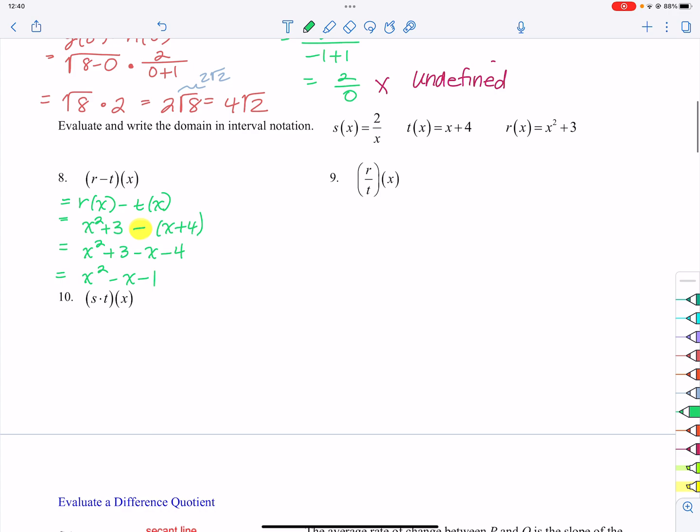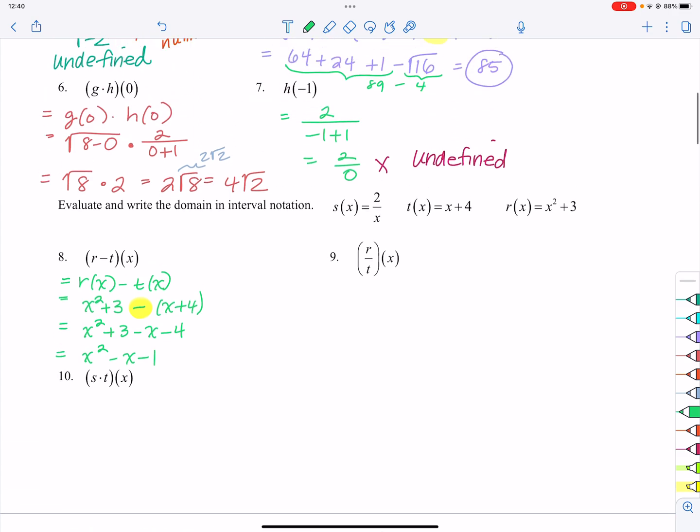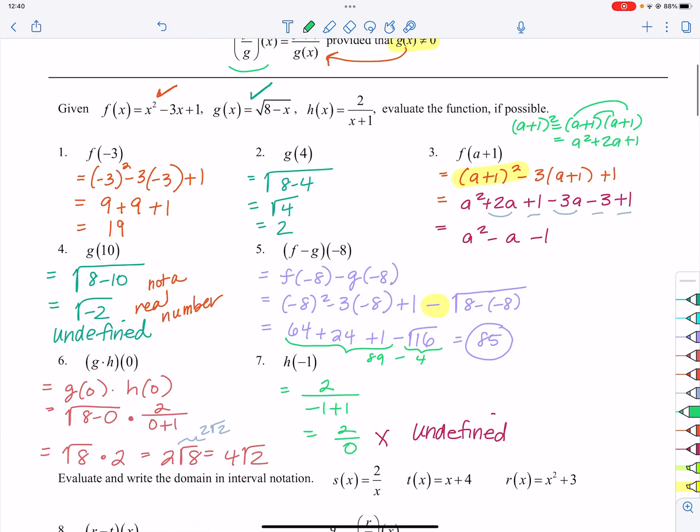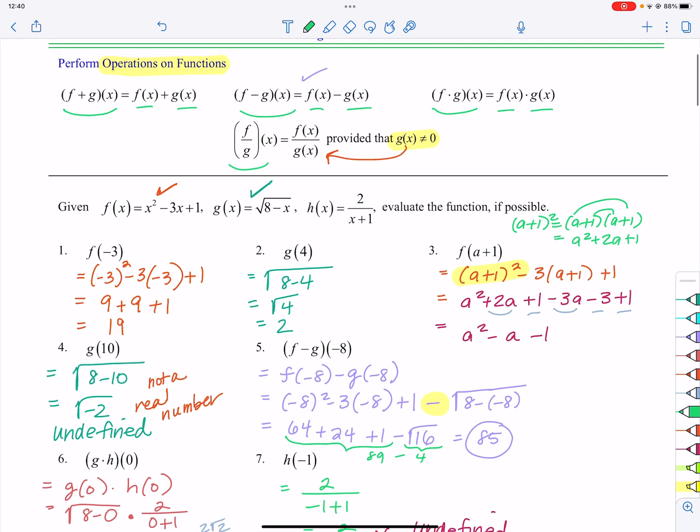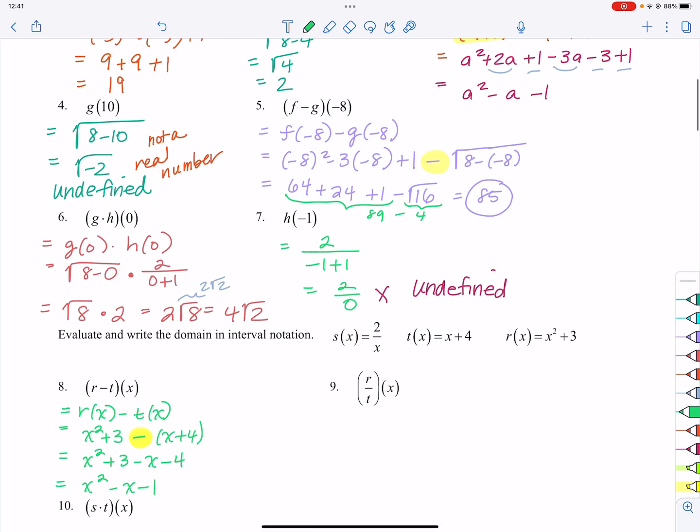And the domain of, and they talked about the domain here for each one of these. It would be the domain that is included for each individual function, except we just have to make sure g of x is not equal to 0.